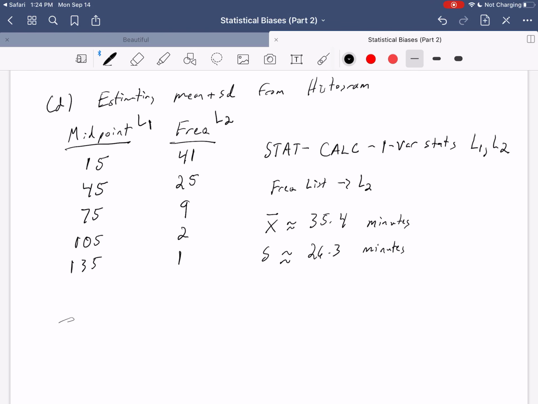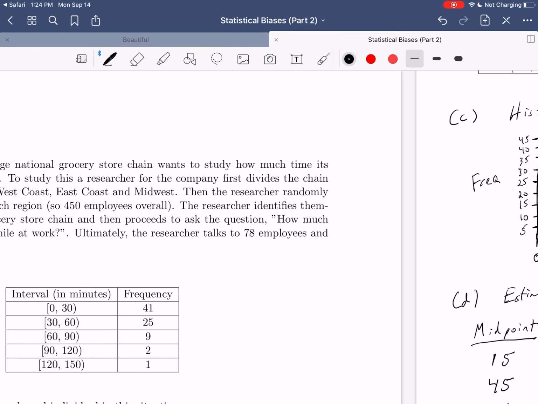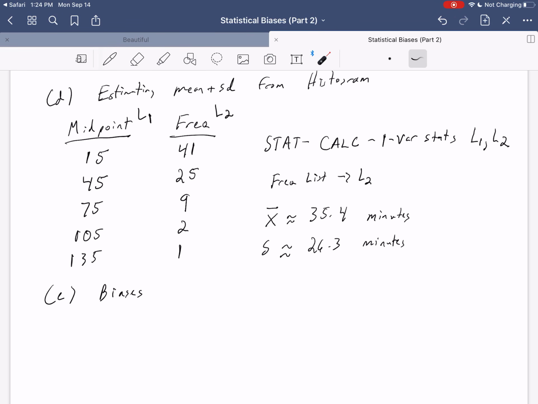All right, well, let's go ahead and wrap this thing up by talking a little bit about some of the biases that could be in this. Biases. All right, let's think about what was going on here. So if we go back and look at this, first, remember, we selected 150 employees from each region, so 450 overall, but we only talked to 78. So once again, without a doubt here, there's going to be non-response. 78 out of 450 responded. So there's no doubt about that.